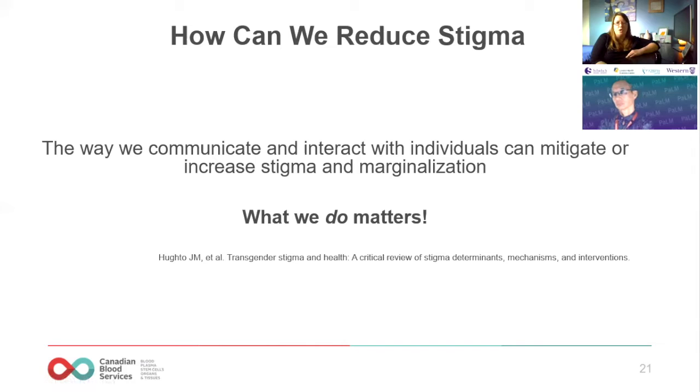So beyond recognizing our own biases regarding gender and how they may be a barrier to culturally safe care, there are some other ways that we can reduce stigma in this group. One of the really important ways is that how we communicate and connect and interact with these individuals can really mitigate or increase stigma and marginalization. And what we do matters.